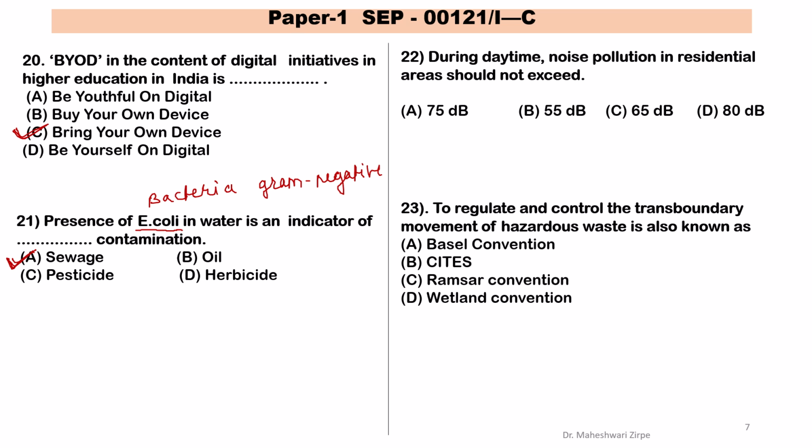So during daytime, the noise pollution should not exceed 55 decibel. Okay, it is 55 decibel near the residential area. Similar question they can ask near the hospital area. Okay, so you should know all these. So go through all such questions also, or some video I'll prepare on such questions and I'll share with you.